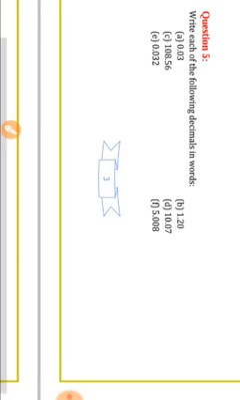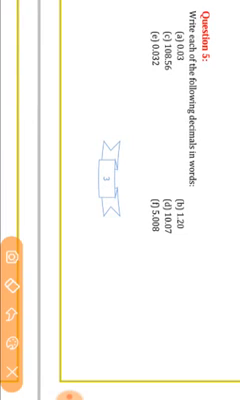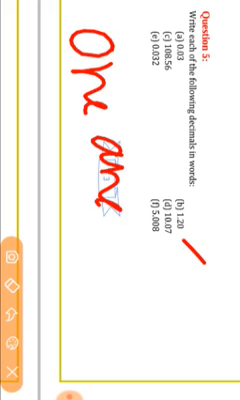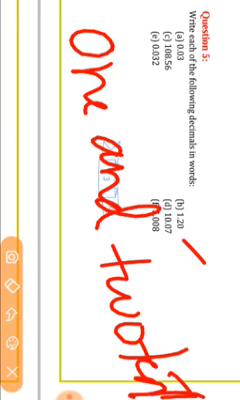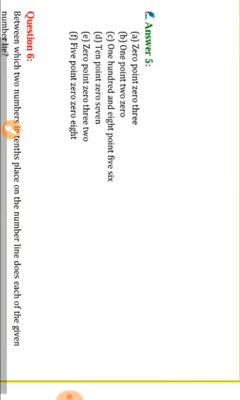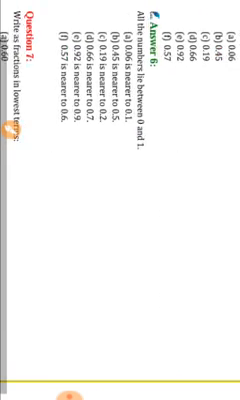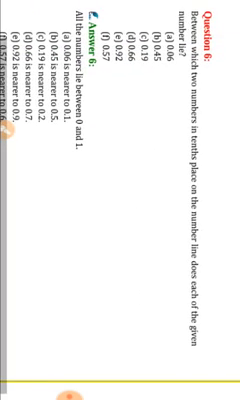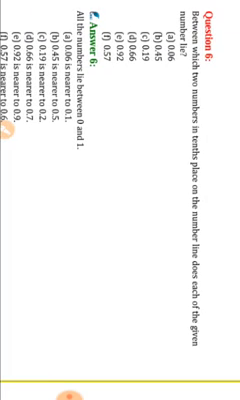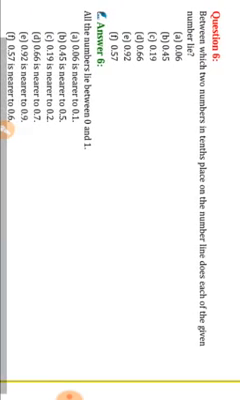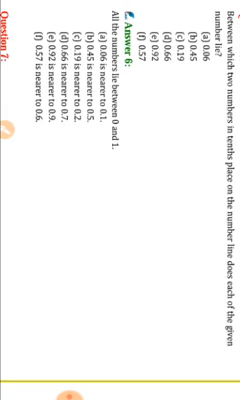Then the fifth one, write each of the following decimals in words. Okay, you can write 0.03 or 1.20, or you can write 1 and 2 tenths, like that. Okay, here are the numbers. Between which two numbers on the number line does each of the given numbers lie? Before we said, in the same way.